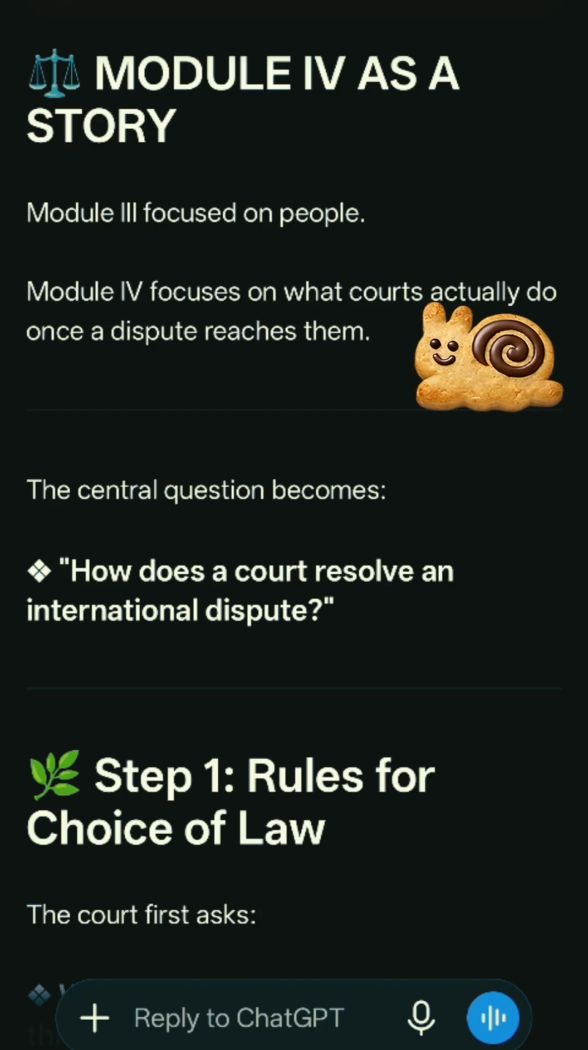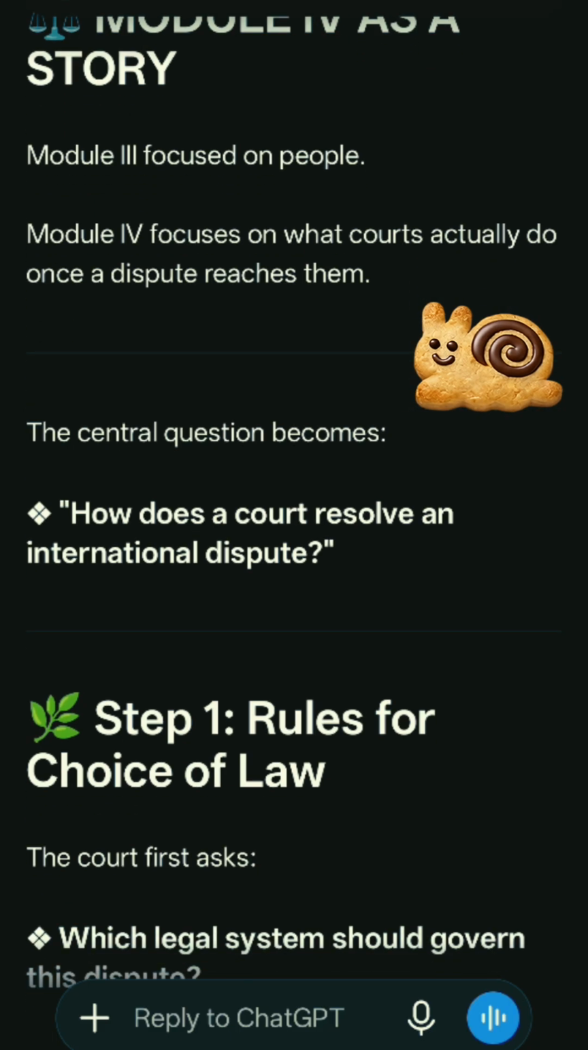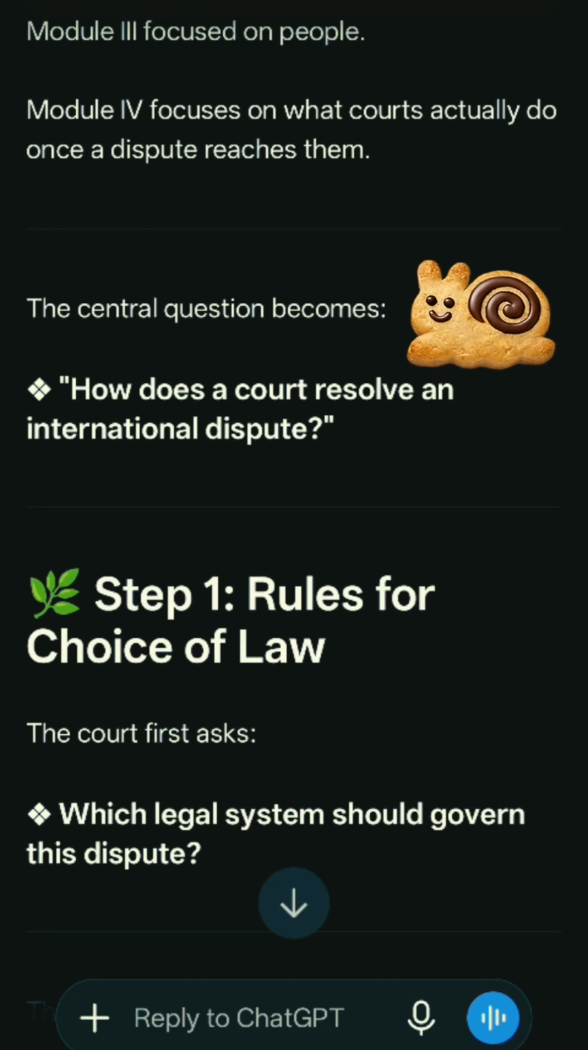Module 4, as a story. Module 3 focused on people. Module 4 focuses on what courts actually do once a dispute reaches them. The central question becomes: how does a court resolve an international dispute?